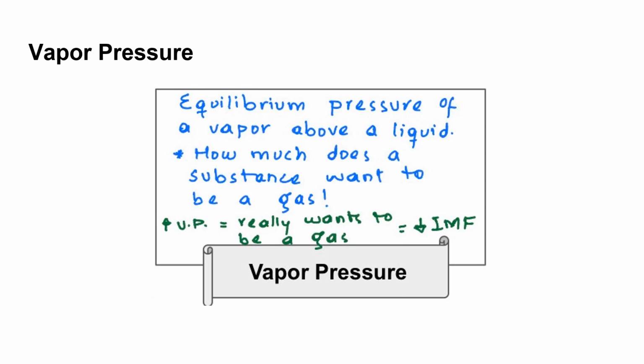But then remember the intermolecular forces. We said that liquids have more or stronger intermolecular forces compared to gases. So when a liquid converts into a gas, it is going to have lower intermolecular forces. So there is that indirect relationship between vapor pressure and intermolecular forces. The higher the vapor pressure, the weaker the intermolecular forces are going to be.